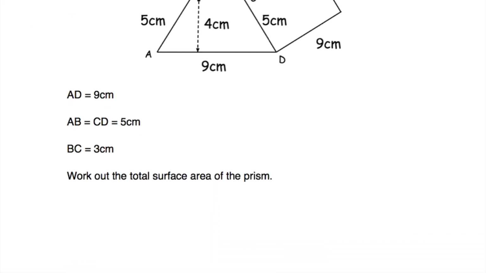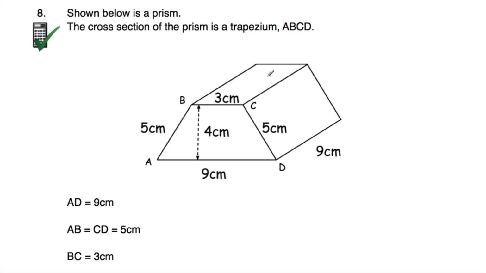And then we've been asked to work out the total surface area of the prism. So we need to find the area of the trapezium at the front, the trapezium at the back, which will have the same area, the area of the top, the area of the right-hand face, the left-hand face, and the base. So let's start off with the front, so that trapezium.